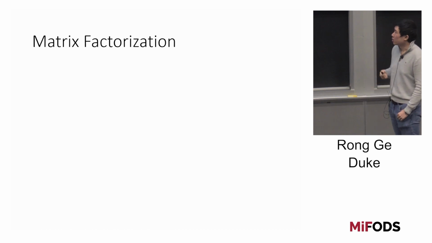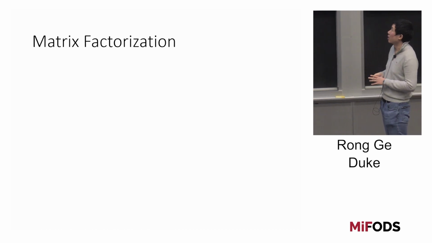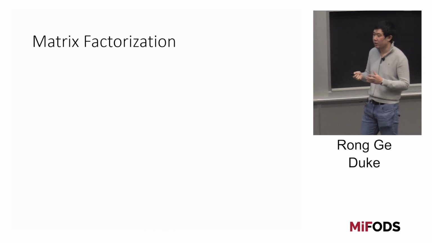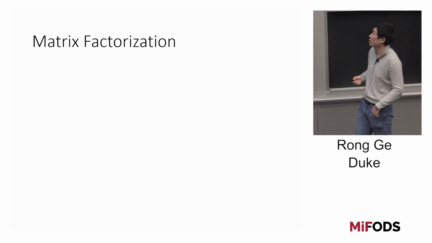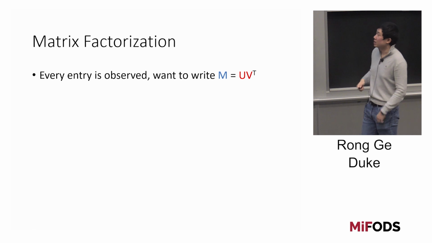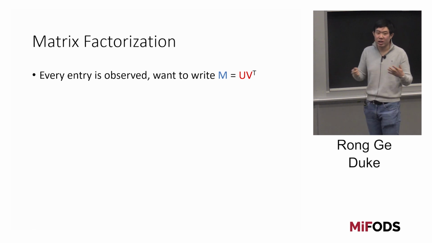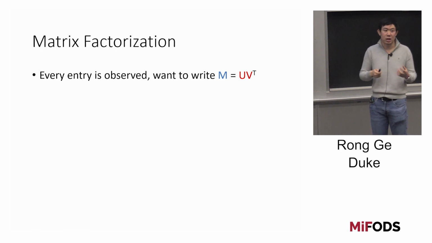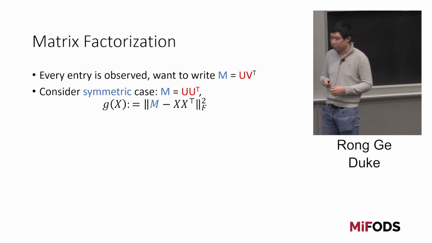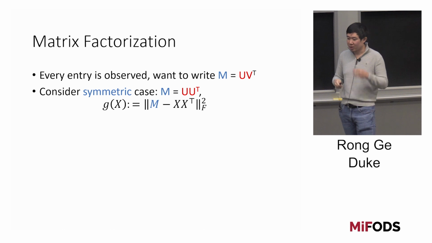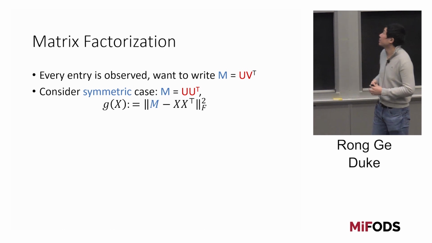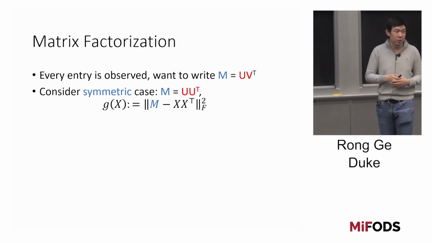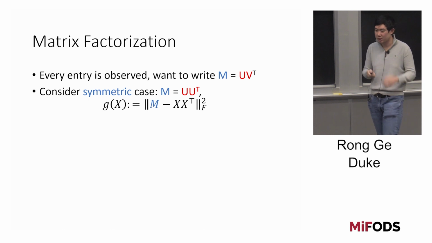In order to solve matrix completion, we first will look at a much simpler problem called matrix factorization. It is much simpler because every entry of the matrix is already observed. The only thing we want to do is to factorize this low-rank matrix M as the product of two smaller matrices. To make it even simpler, we will consider the symmetric case where M is equal to U times U transpose, so it's a symmetric PSD matrix.